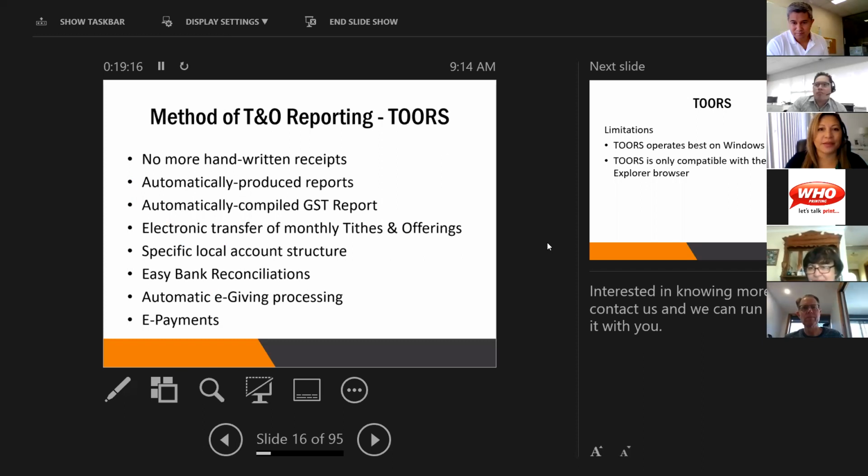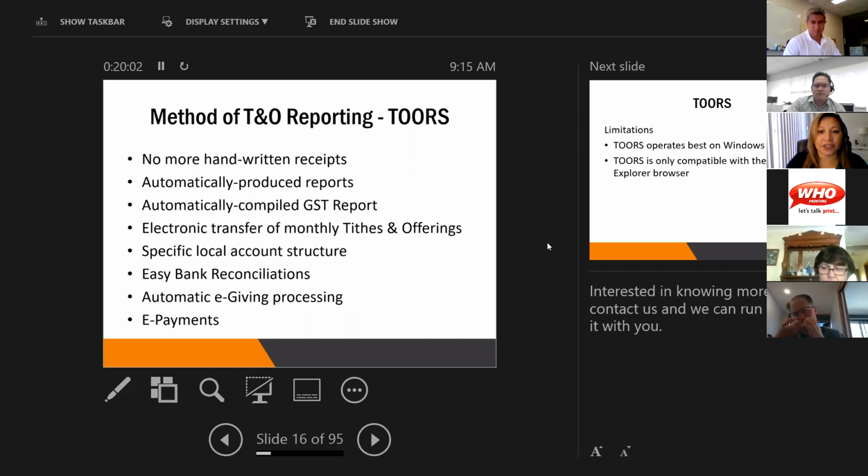The North New South Wales Conference method of reporting is TORS, which, as you know now, stands for Tithe and Offerings Online Reporting System. This is a web-based system, and access requires a username and password, which you can obtain by completing the TORS application form, if you haven't done so already. And passwords are unique and must not be shared. The benefit of TORS is that there's no need to handwrite receipts, as it produces the receipts for you. Reports such as the funds report, tithe and offering reports, and GST reports are automatically produced. And monthly tithe and offering are electronically transferred or rolled up each month.